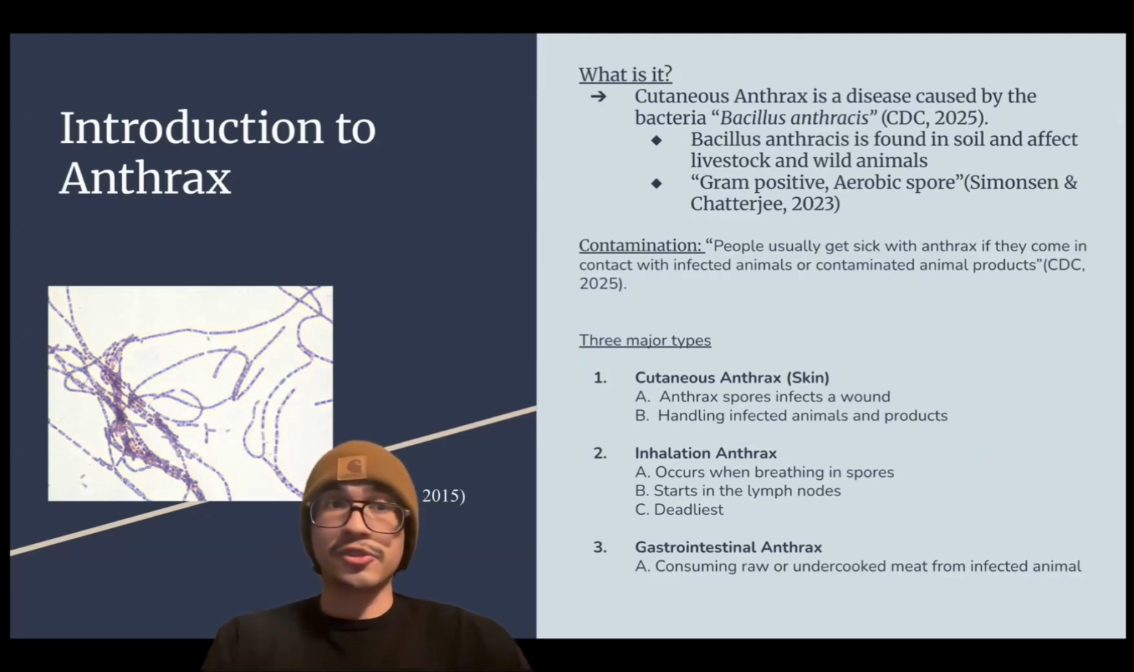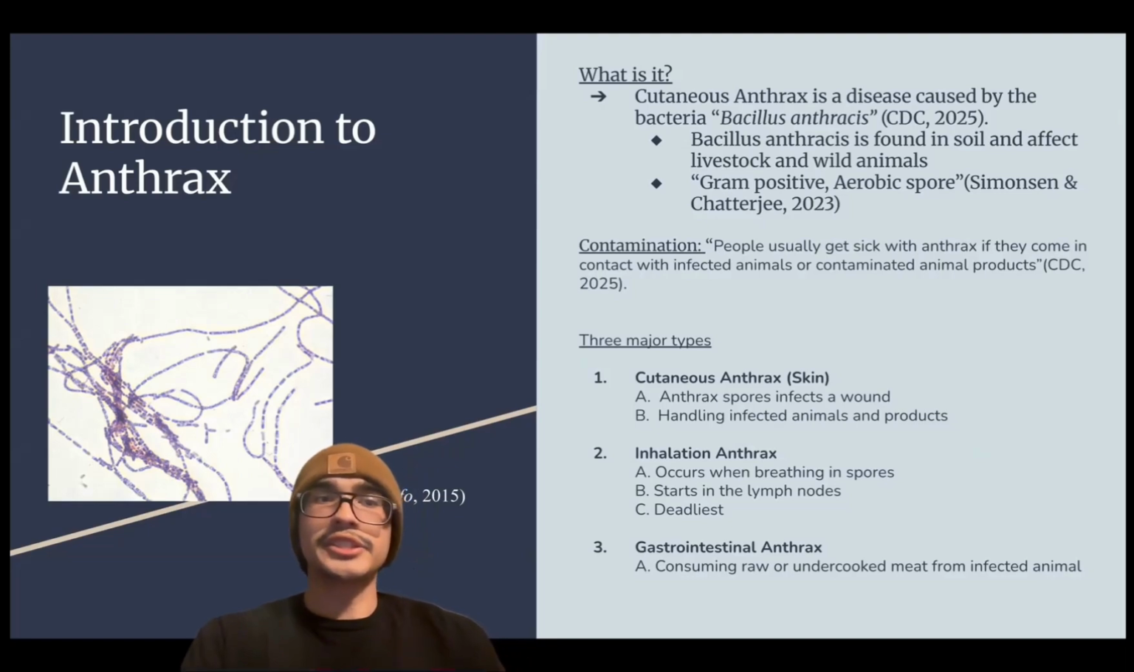The bacterium is gram-positive, aerobic, and forms spores, which makes it extremely tough. These spores can survive in harsh conditions for decades. There are three major types of anthrax in humans, each based on how the spores enter the body. The first and most common type is cutaneous anthrax. This happens when anthrax spores enter through a cut or break in the skin, usually while handling infected animals or animal products.